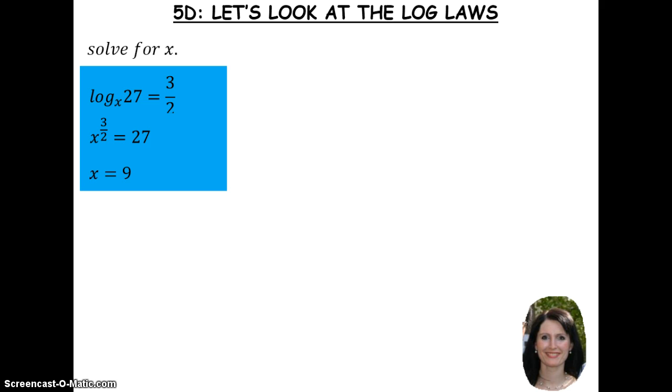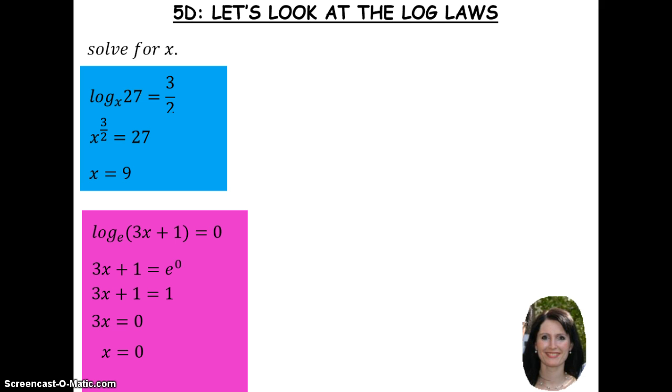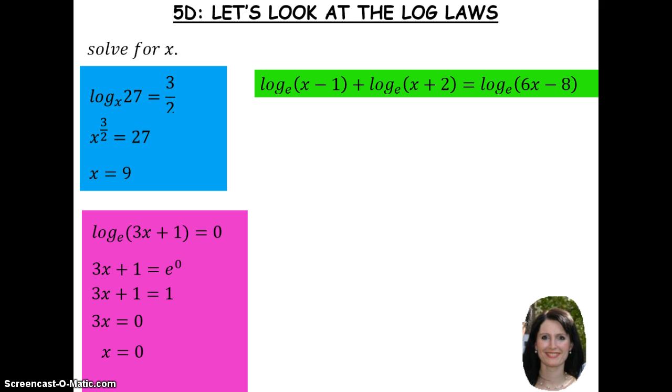Moving on. Let's do some more of those. So log base x of 27 equals 3 halves. Take the x out, put it to the power of 3 halves, and that equals 27. So therefore x is going to equal 9. Log base e of 3x plus 1 equals 0. So we get 3x plus 1 equals e to the power of 0, or 1. 3x equals 0 and x equals 0.